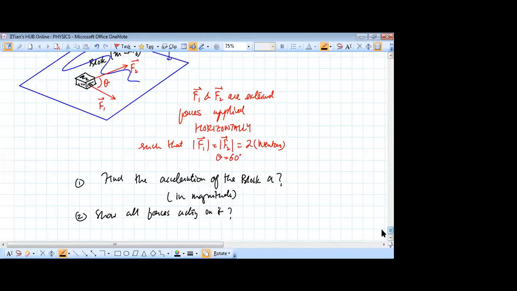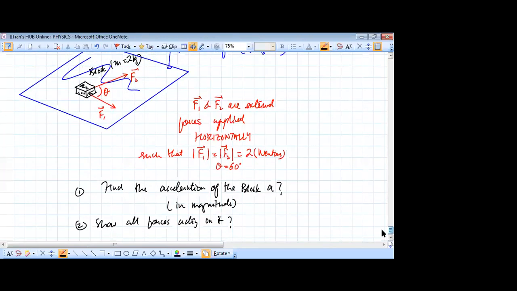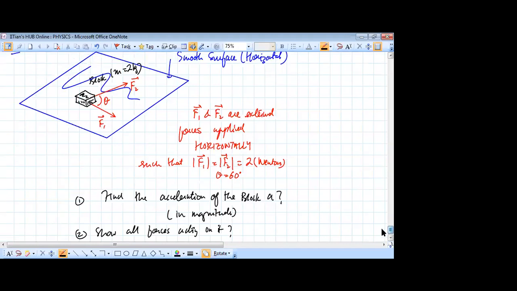So again, like the previous question, how many forces are acting on it? There will be 4 forces. Gravity is pulling the object vertically downwards. So it's pushing against the horizontal floor. So the floor is pushing vertically upwards with normal reaction. So weight and normal reaction, 2 forces which are vertical. And then F1 and F2 which are the 2 horizontal forces. Yeah, your answer is correct.